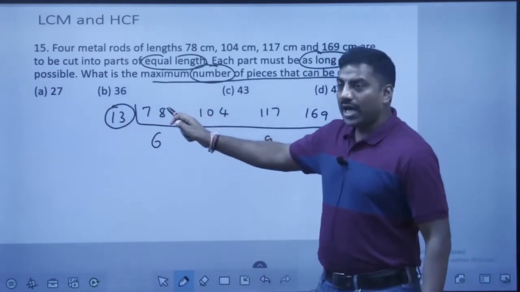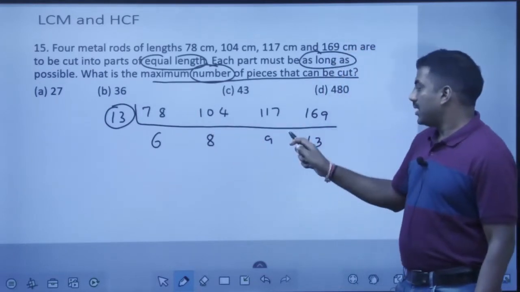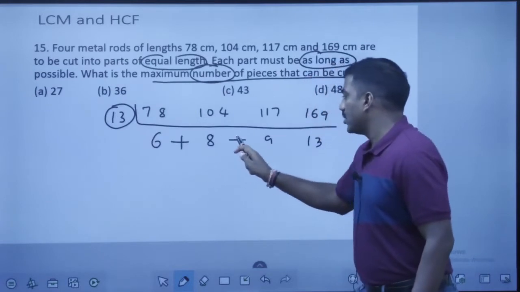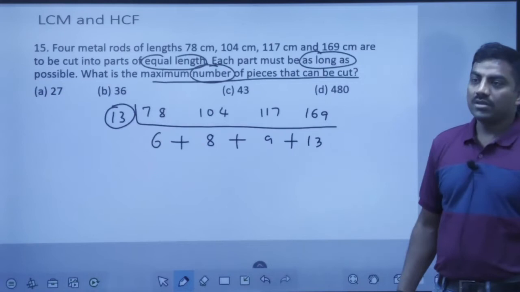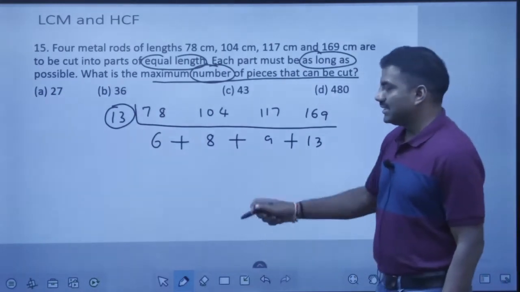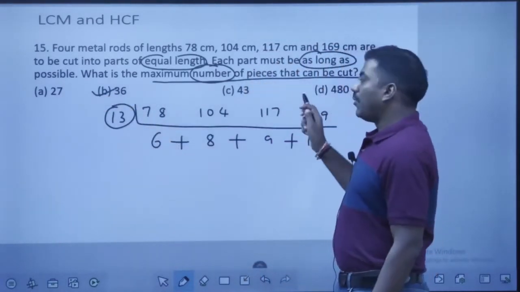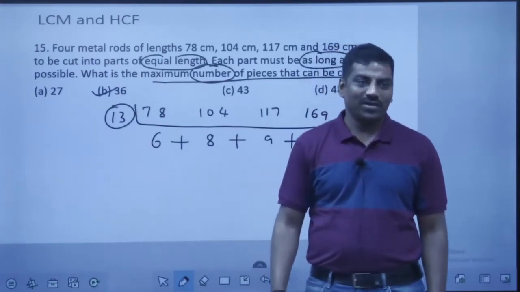In this rod, how many pieces have we got? In this rod, 9, 13. So these are the number of pieces. We have to make the sum of them. So how many totally? 6 plus 8 plus 9 plus 13, 36. Usually in a hurry, if the option is 13, people tick 13 and move forward.